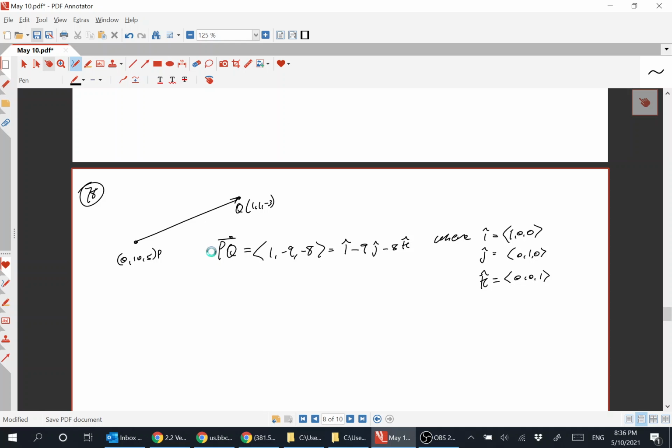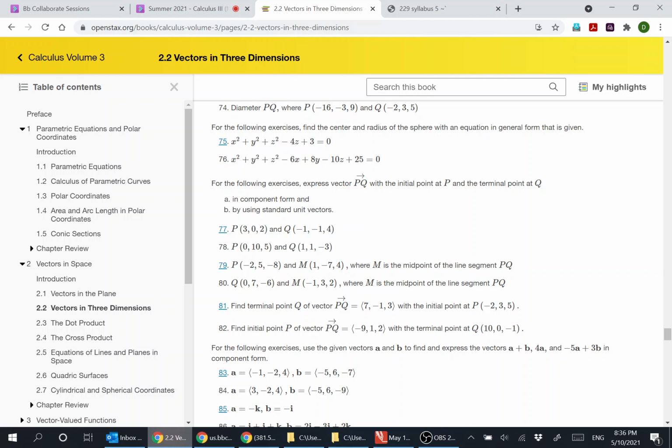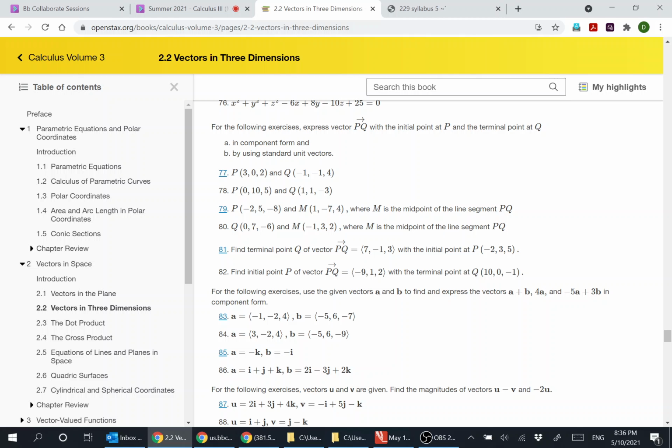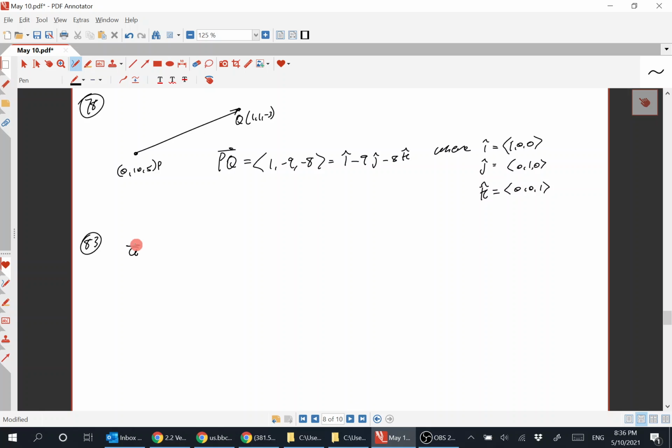Okay, so we've got that same notion there. And then the arithmetic of vectors is the same as before. With 83, you've been given vectors A and B, and then you're just finding A plus B, 4A, and minus 5A plus 3B. So we've got A equal to (-1, -2, 4), B equal to (-5, 6, -7).